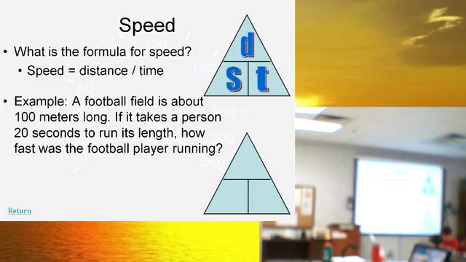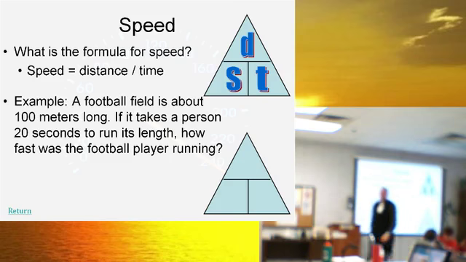Okay, now we're going to solve this problem by using this solving triangle. Speed is equal to distance over time, and this is the reason why this triangle is set up like this. Remember, distance over time, what would you do to these two numbers to solve for speed? You would divide. If we were solving for distance, what would you do to these two numbers? Multiply. So remember how to do that.